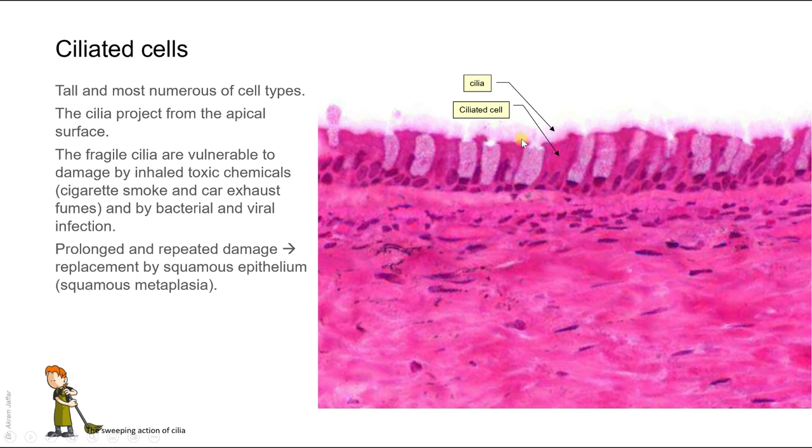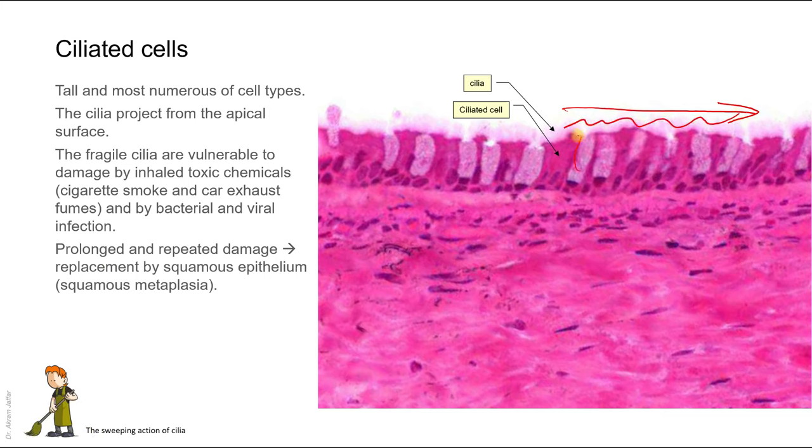Now, these cilia are so fragile, and they are vulnerable to damage by inhaled toxic chemicals like cigarette smoke or the car exhaust in city dwellers, also by bacterial and viral infections. Because of the coordinated beating of cilia, this will create a sweeping action that will drive the surface mucus to the outside. You can expect that the surface here is covered with mucus.